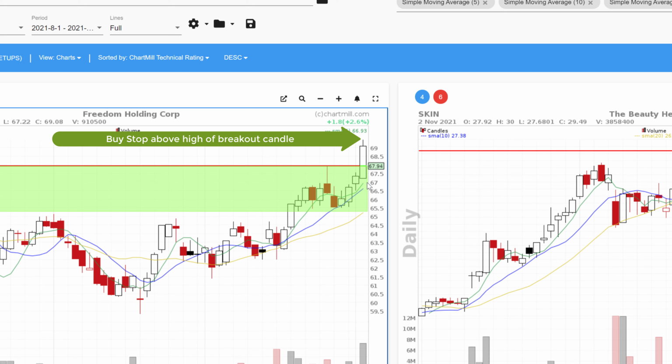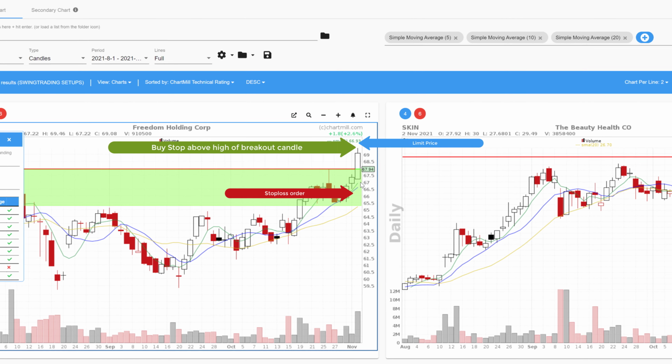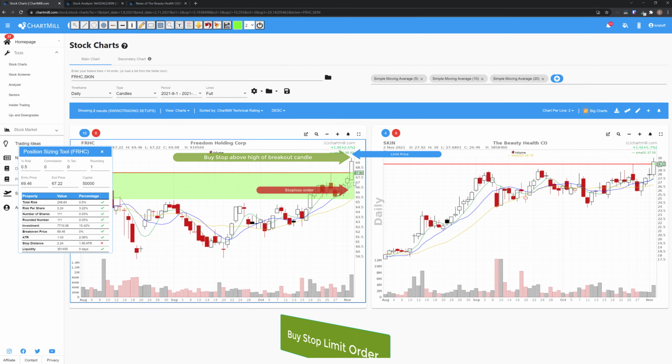Attention, this has nothing to do with the classic stop loss order. The term stop in the buy stop order refers to the set price that must first be reached before the order becomes valid. A limit price is always linked to the buy stop order. This is to avoid that if the price suddenly opened much higher, with a gap up, the day after the breakout candle, the shares would be bought at a much higher price than my minimum set purchase price otherwise.